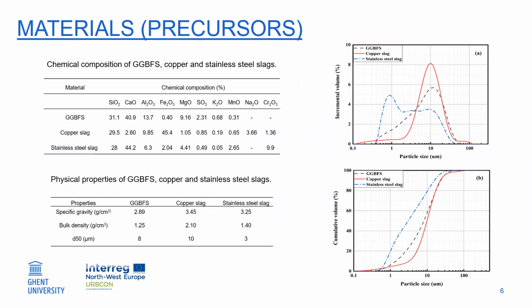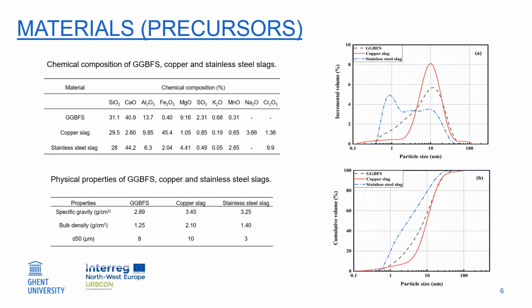In this slide, we can see the chemical composition, the physical properties, and the particle size distribution of the solid precursors. As can be seen in the chemical composition table on the right side of the slide, the copper and stainless steel slags showed lower contents of alumina and silica compared to GGBFS, indicating that they are less reactive. It can also be seen in the physical properties table that the copper slag displayed the highest specific gravity, which is 3.45, compared to steel slag and GGBFS.